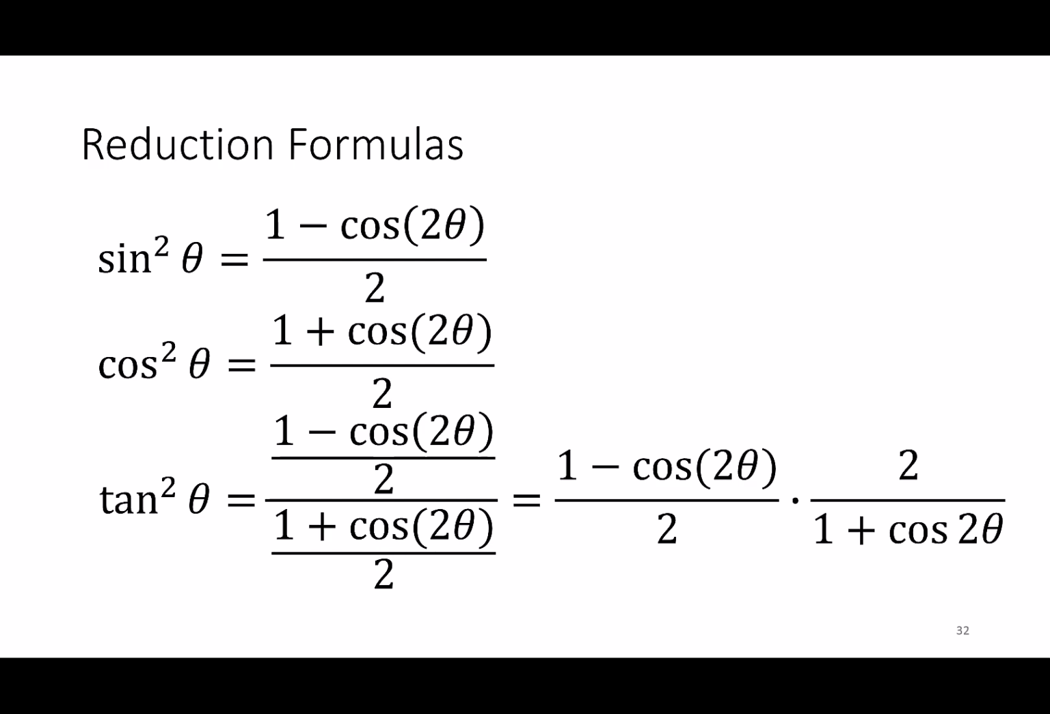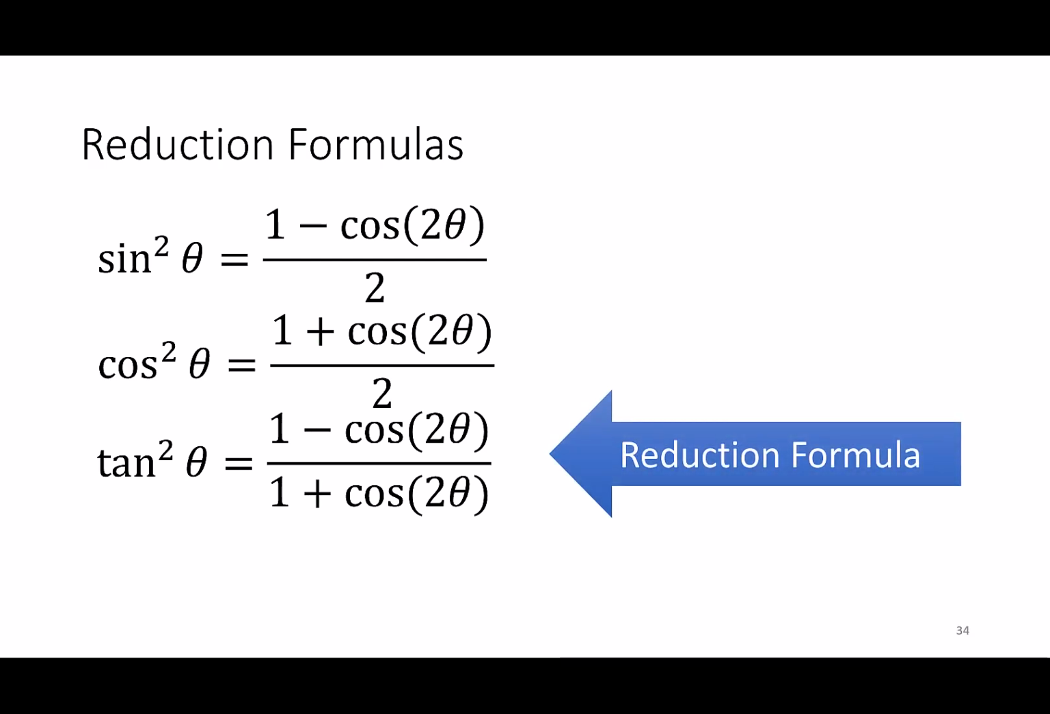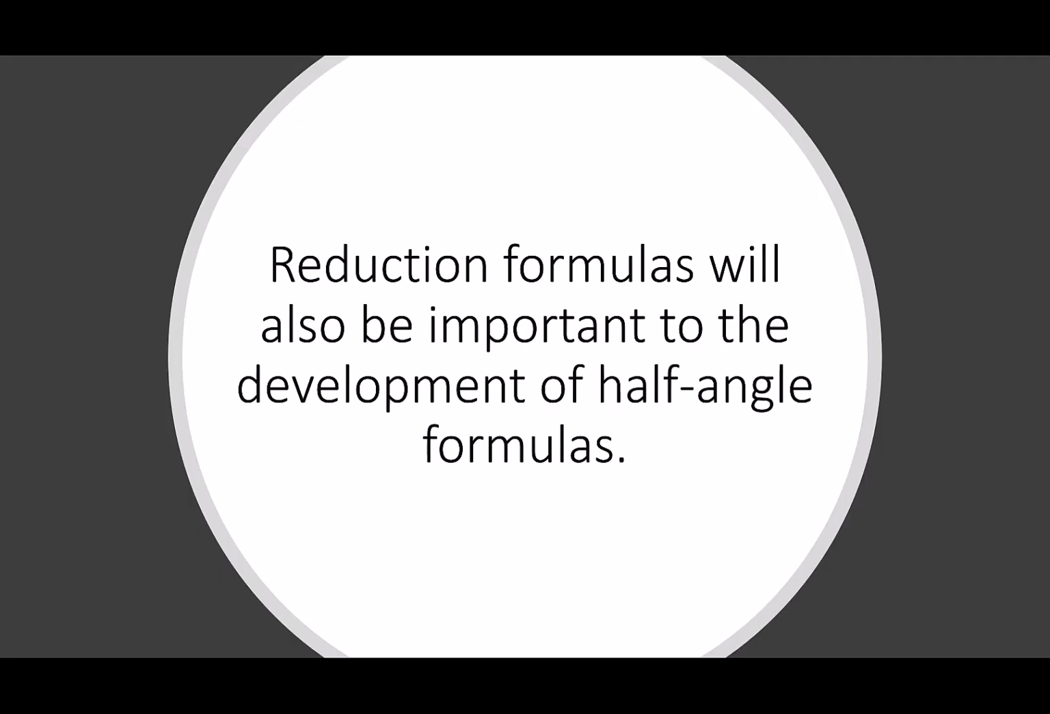When I look at 1 minus cosine 2 theta over 2 times 2 over 1 plus cosine of 2 theta, I can see that the 2's cancel, leaving me with 1 minus cosine 2 theta over 1 plus cosine 2 theta. So this is the last of our 3 reduction formulas. And again, what is it saying? It's saying go from power 2 down to power 1. There are other ways to write the reduction formula for tangent squared theta, but we'll get to those in the next video. Reduction formulas are important for the development of half-angle formulas, which we'll do in our next video.